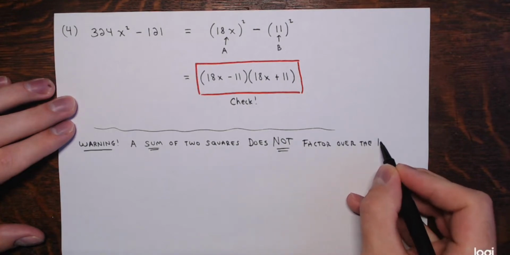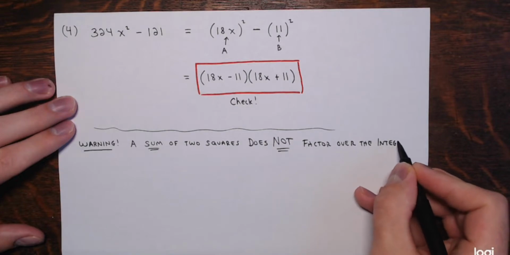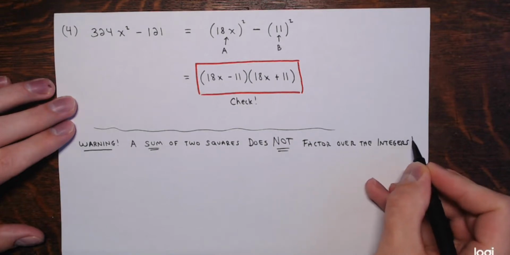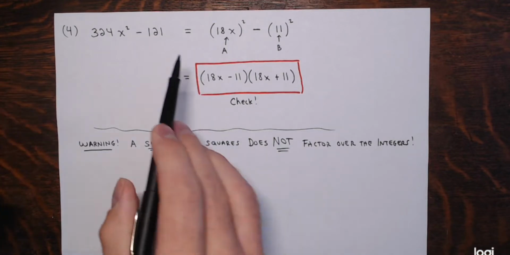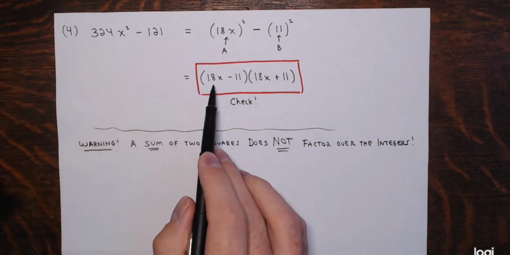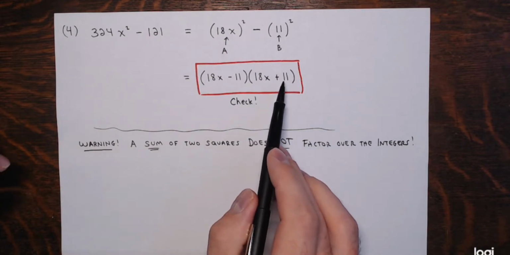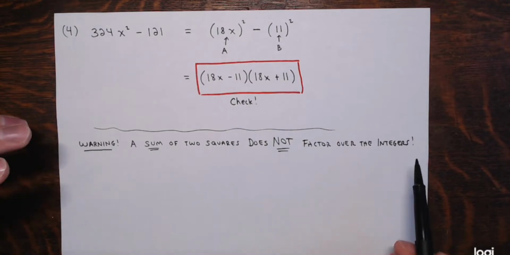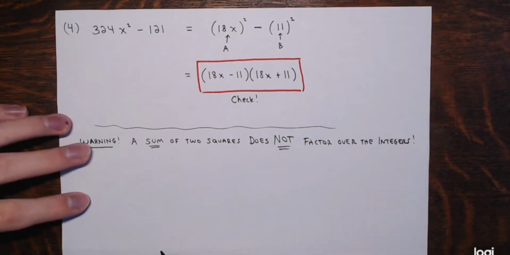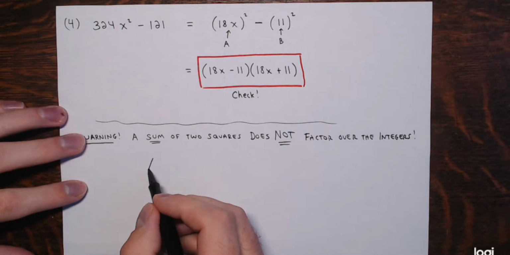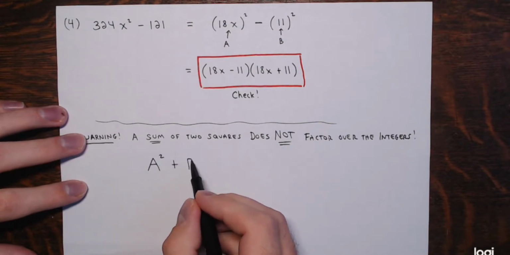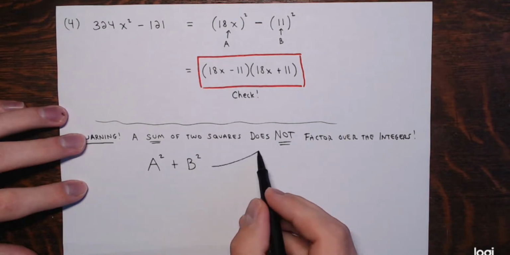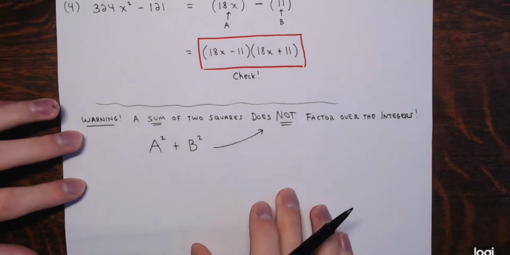When I say over the integers, right, what I mean is you can't factor it and still have all the coefficients be integers, right? Here when I factored this polynomial, see all the factors still had integer coefficients, 18, negative 11, 18, and positive 11. So that's what it means to factor over the integers. So a squared, right, plus b squared does not factor over the integers.